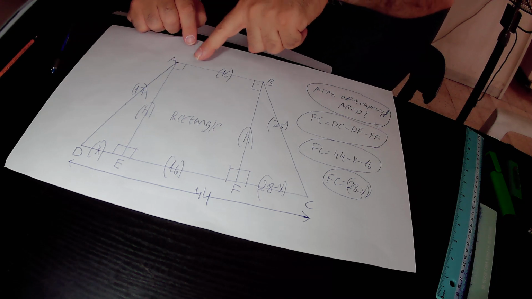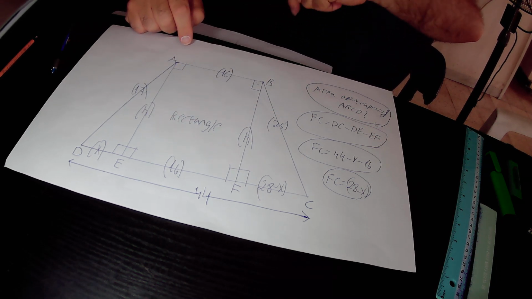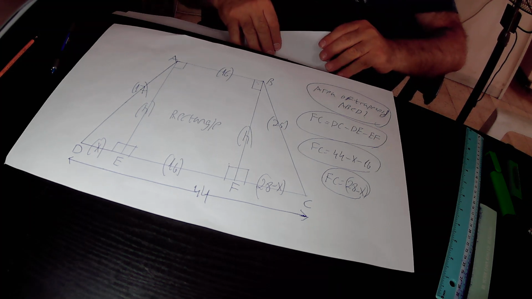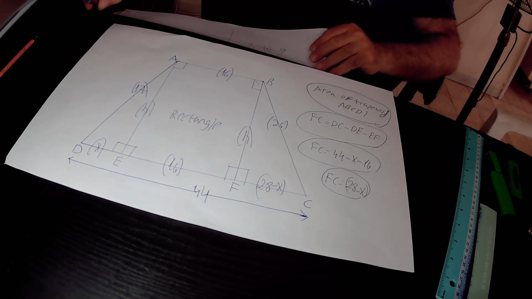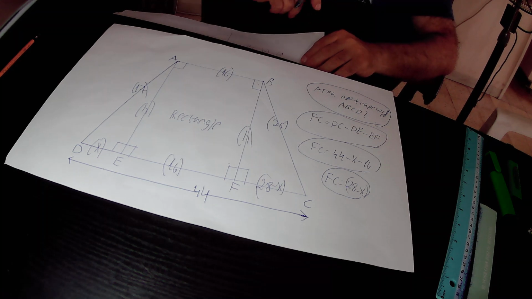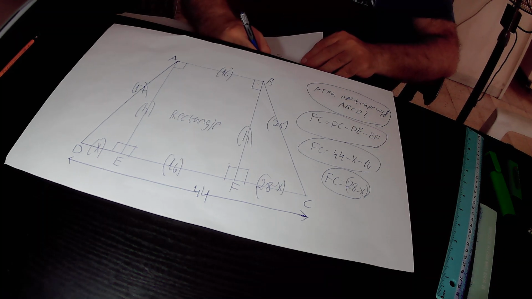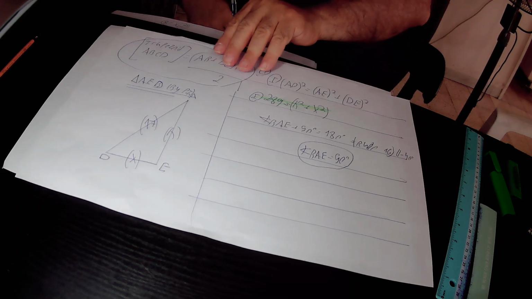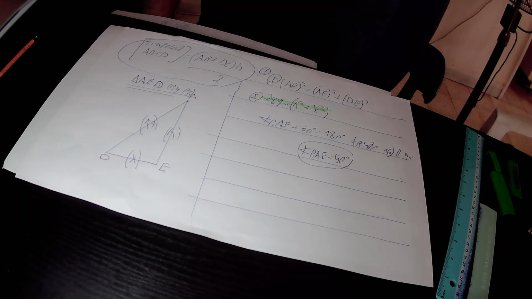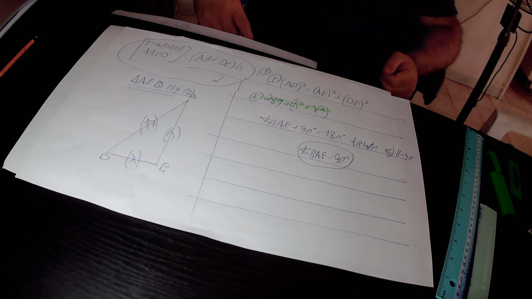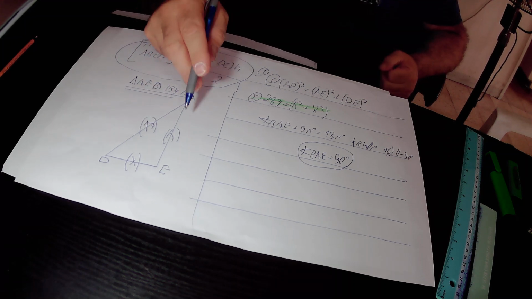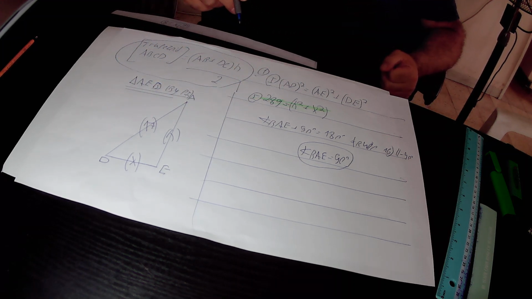In the next step, I copied the right triangle AED in the new page and we implemented the Pythagoras theorem on this right triangle AED. Actually, this is the right triangle AED that I copied from the original drawing. According to the Pythagoras theorem, in this right triangle AED, AD squared, that is the square of the hypotenuse, is equal to AE squared plus DE squared.